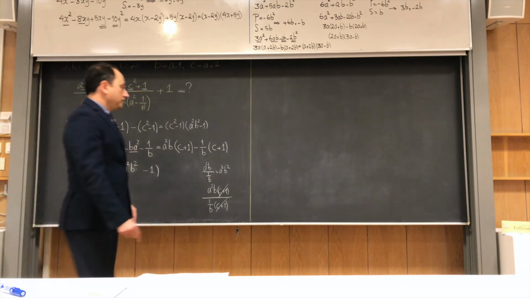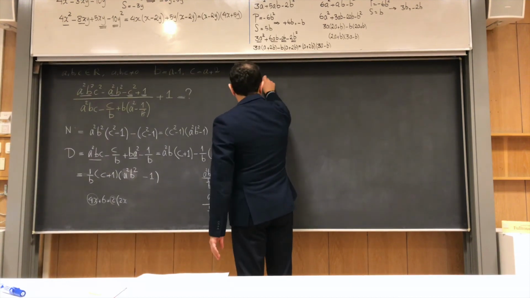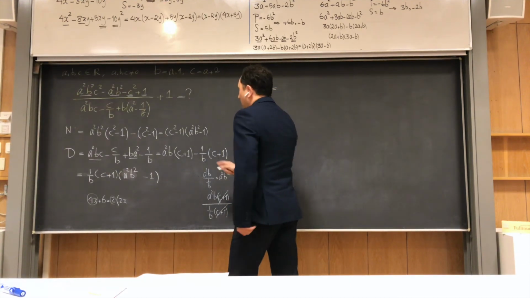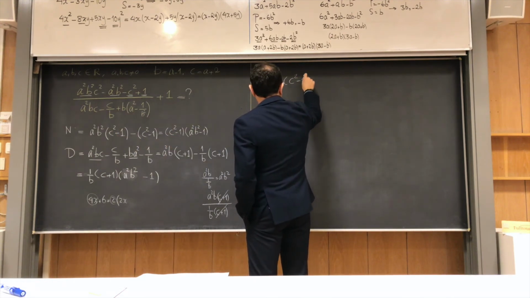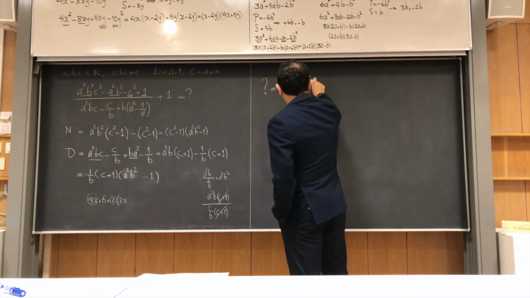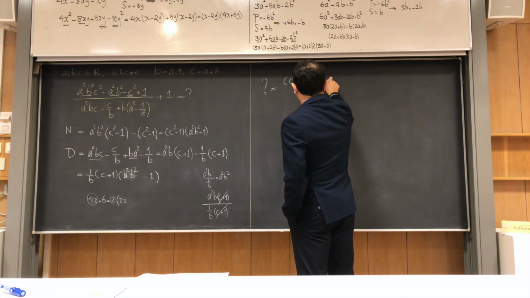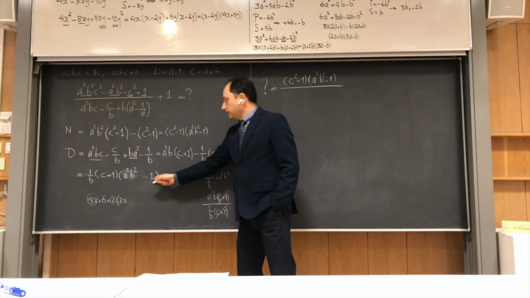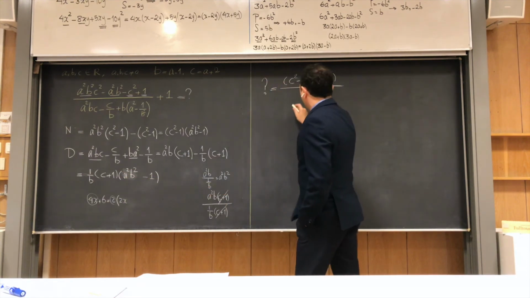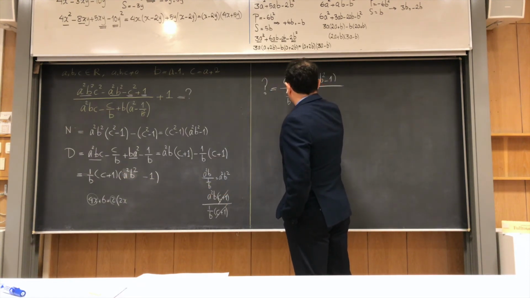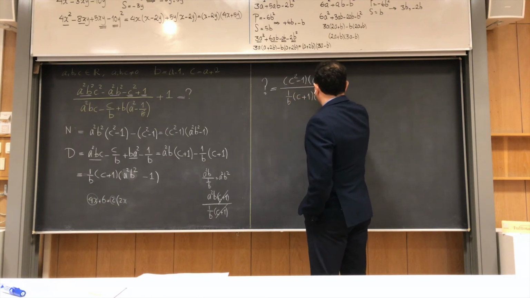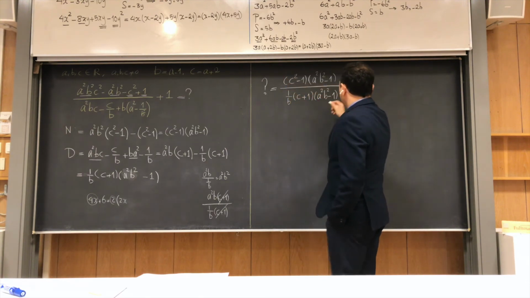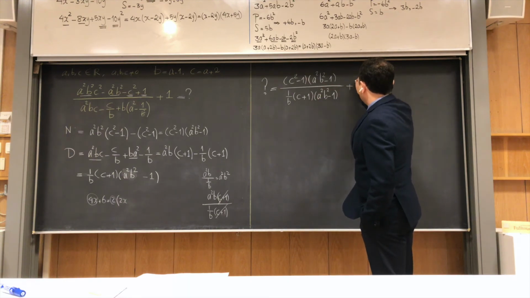Now I go to the question mark. So the question mark becomes equal to, in the numerator, let me write this one, c squared minus 1. Then I will have a squared b squared minus 1. In the denominator, I will have this expression, yes? So it is 1 over b, c plus 1, and then a squared b squared minus 1. You see, and then I have another plus 1 at the end.